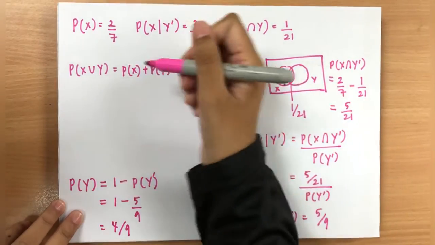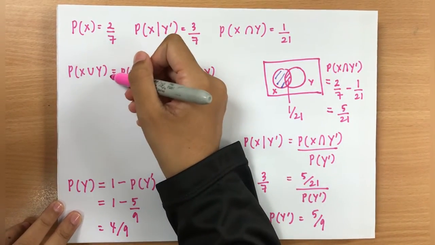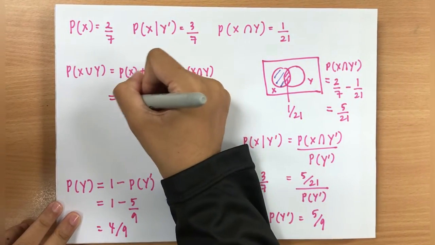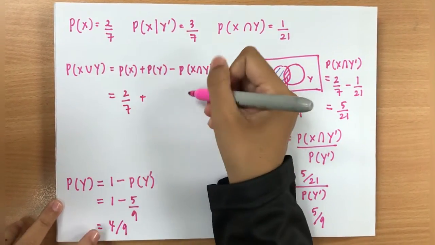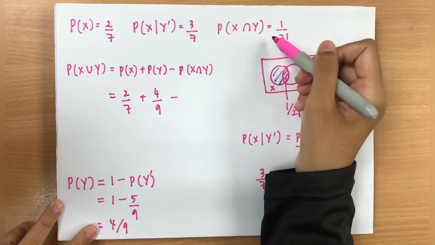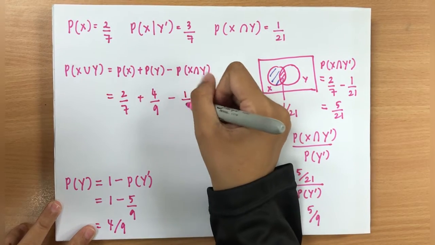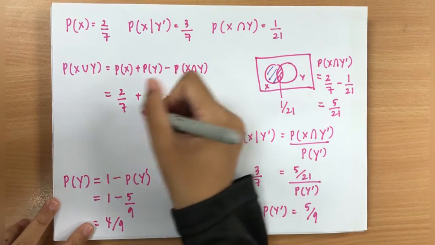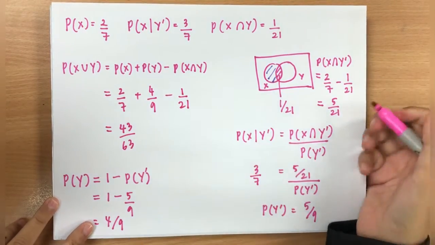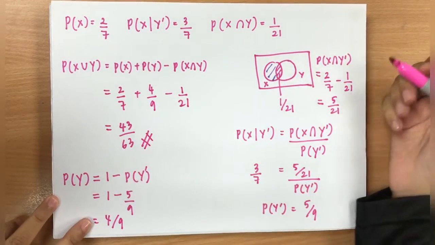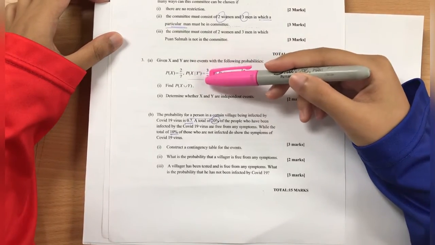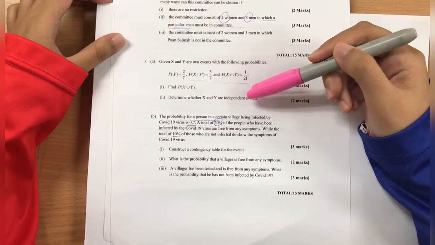So now we can find probability X union Y. Probability X is 2/7, plus probability Y is 4/9, minus probability X intersect Y is 1/21. So we get the answer 43/63. That's all.